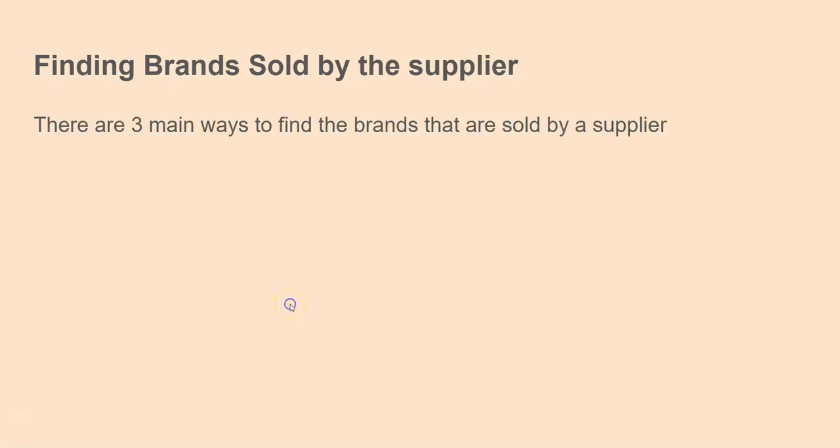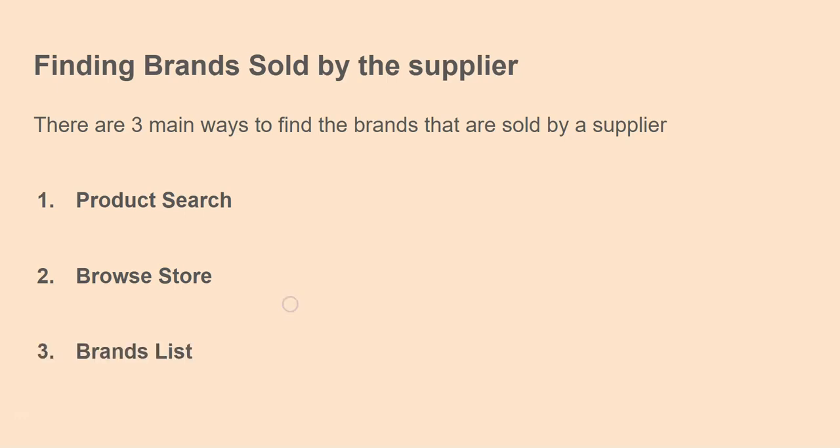Well, how do we actually do this? There are three main ways to find the brands that are sold. Basically, you can search products on the supplier site. You can browse the supplier site, browse the store to find those products. Or sometimes they actually have a brands list that either is already provided by the supplier, or you can find a brands list provided by someone else. Myself, for example, I provide brands lists that I've taken from certain suppliers or pulled from certain websites. Then you can work with a list of brands as well.